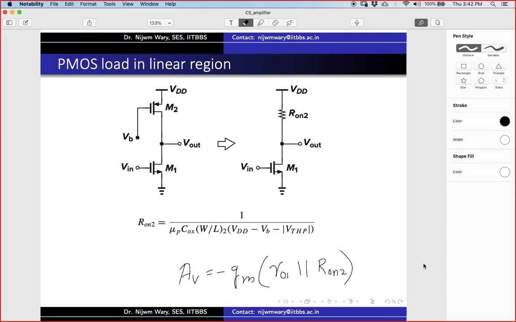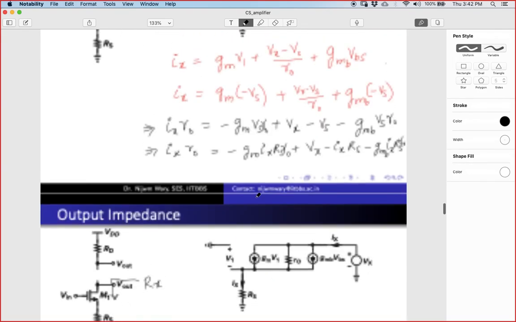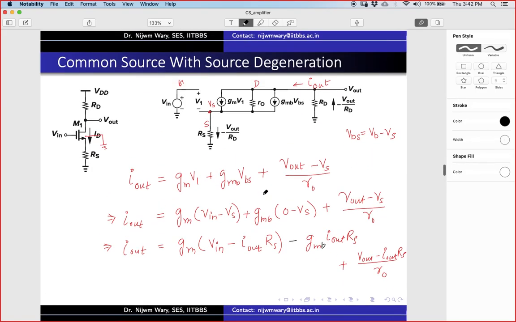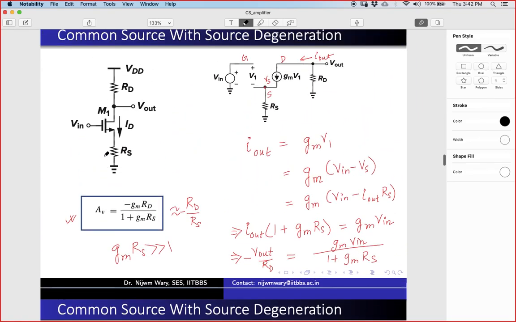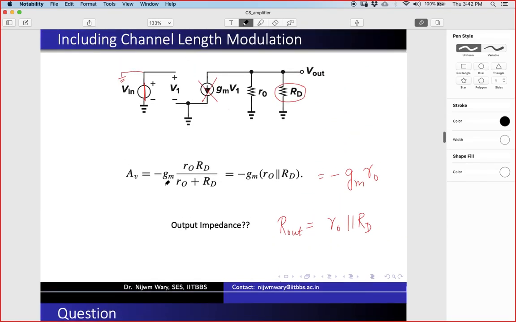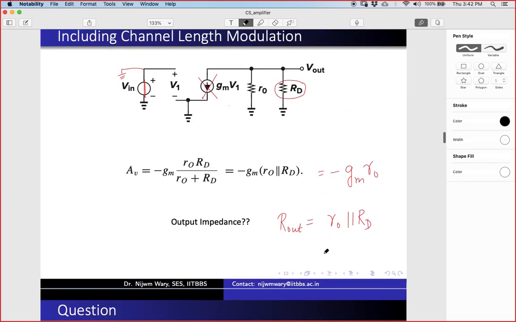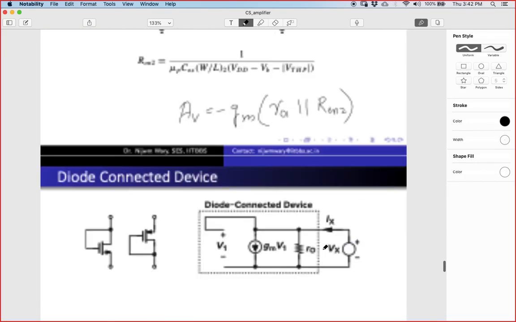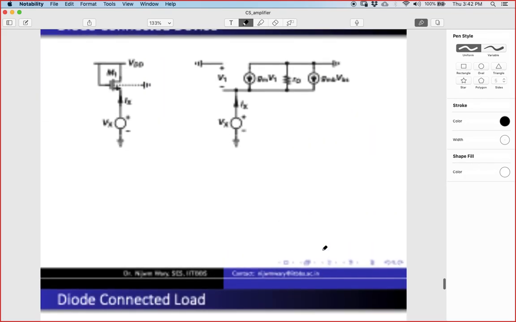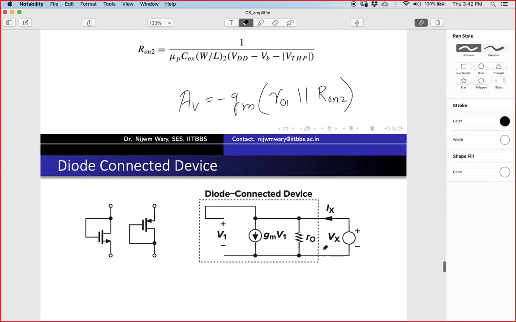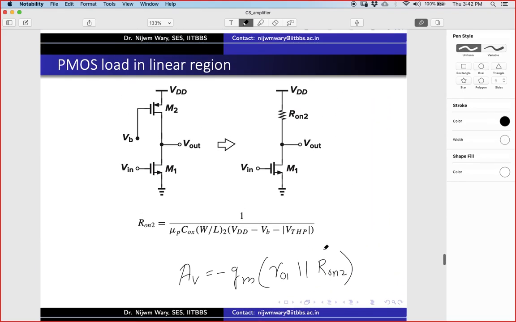Agree? Of course, in our initial circuit also, I don't know if we have included RO. So in the initial analysis also, yeah, we have come to here, right? So we have considered this part also. Okay. So this is one kind of amplifier, right?